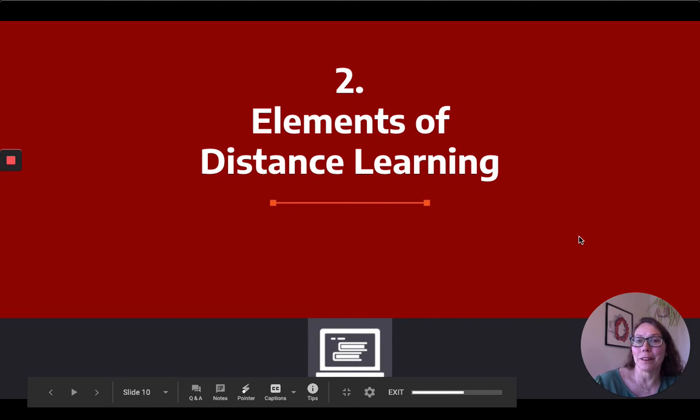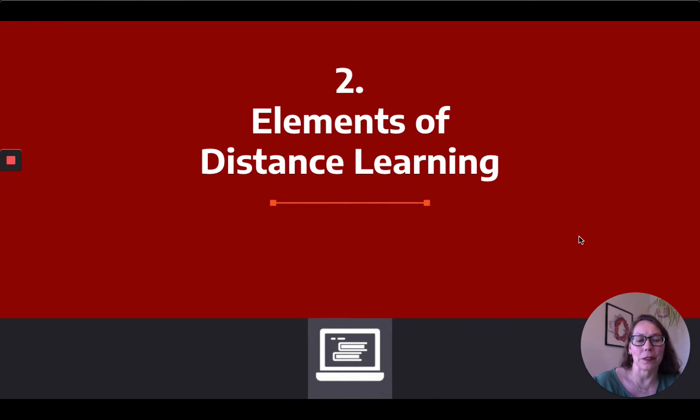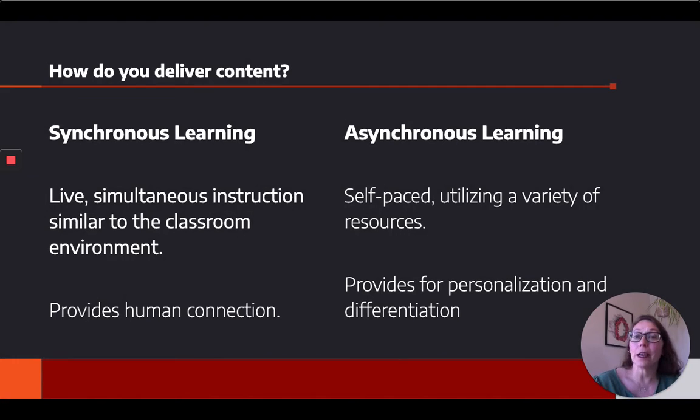Let's look at the elements of distance learning within the Berkeley Unified School District. Any kind of distance learning program will have two styles of content delivery: synchronous learning and asynchronous learning. Synchronous learning is much like the classroom environment, where it's live and simultaneous. The great benefit of synchronous learning is that that's where the human interaction takes place, the human connection.